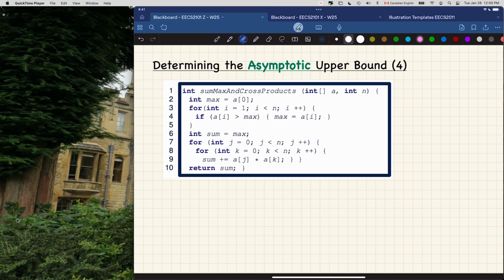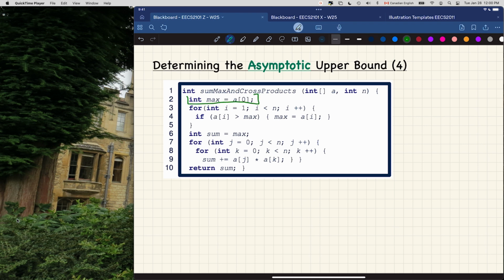I got 3 loops. A possible guess could be, should that be n to the power of 3? No, right? Okay. What should that be? N squared. I heard n squared. Anyone else? N squared? Agree? All right. Let's see.